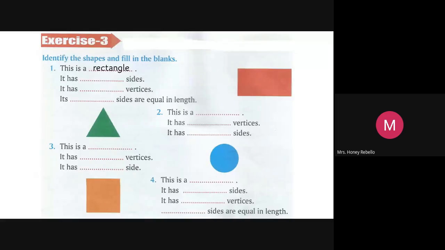Now see there, rectangle, 4 sides, 4 vertices, opposite sides are equal in length. Now, second one. Actually, it's not necessary for you to learn it by heart. You must know the figures. You're too small to understand all that. You must know the figure.